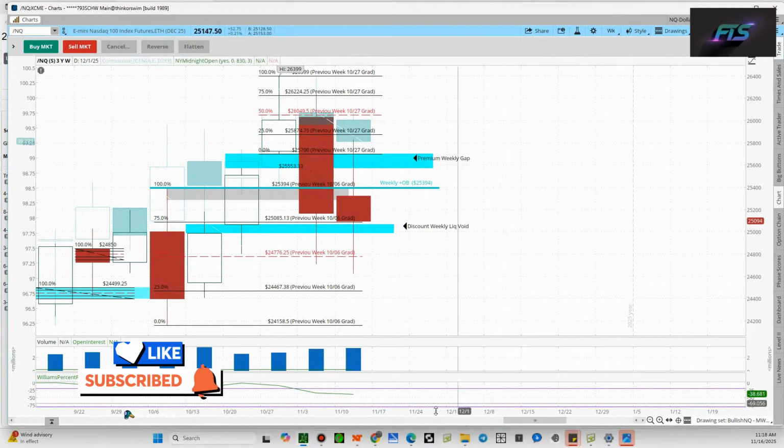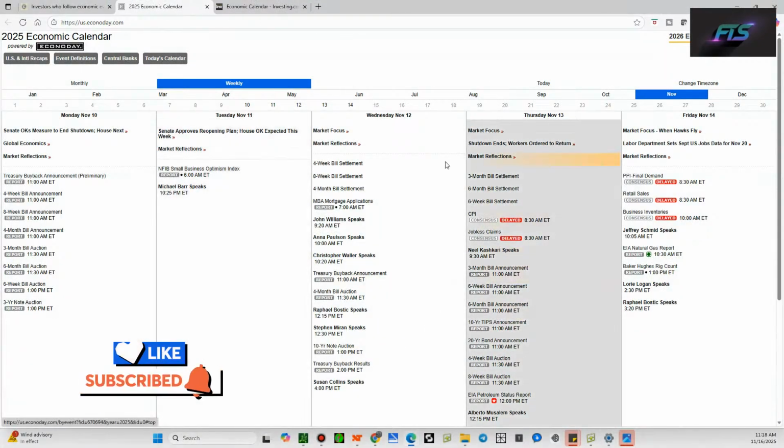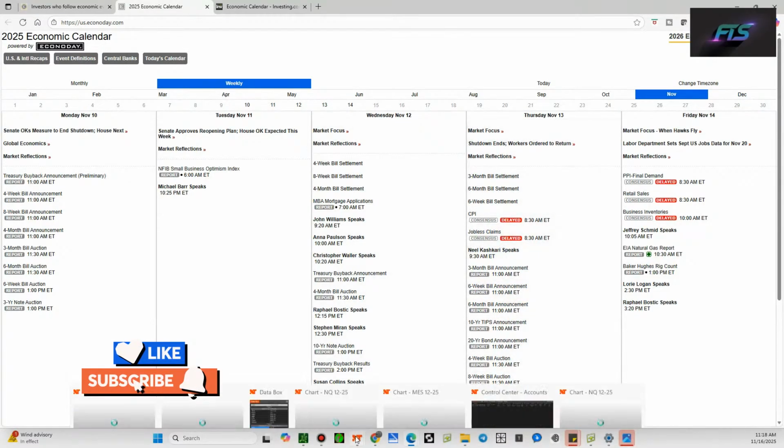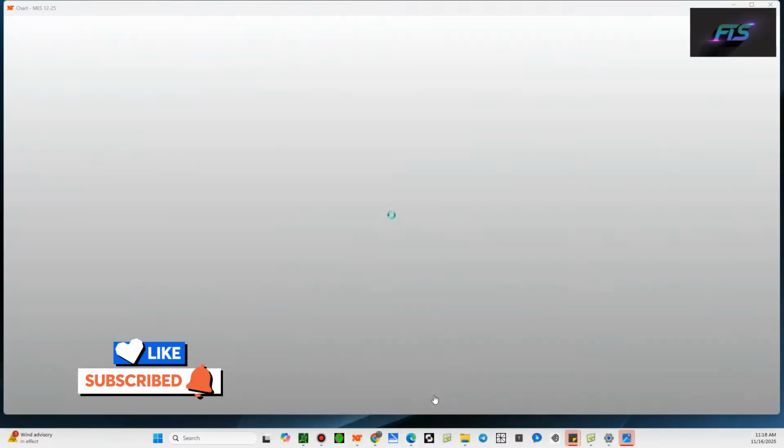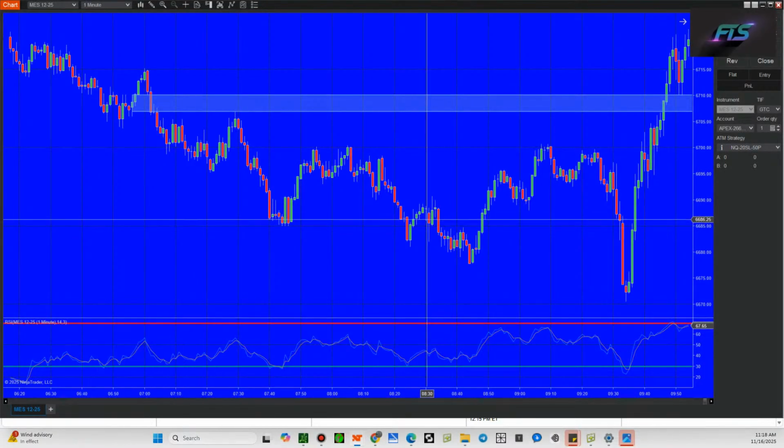Okay, so let's take a look at the economic calendar. This is what I'm talking about for the CPI. Last week we had the CPI at 8:30, and it was a nothing burger. I mean, literally nothing happened. So I will show you right now. You see, 8:30. This was on the 14th.